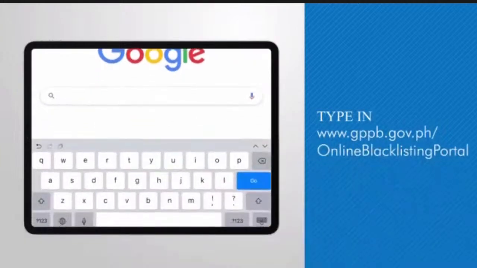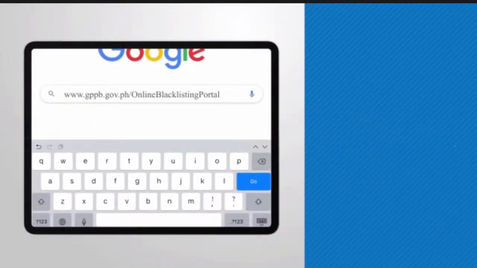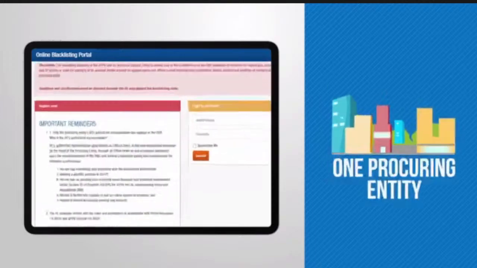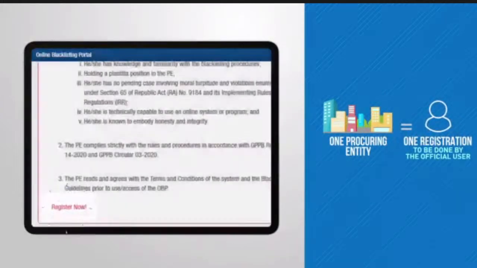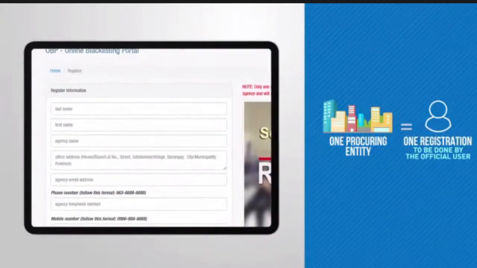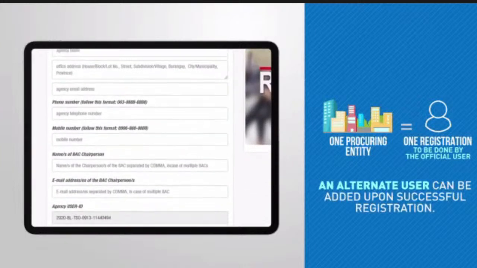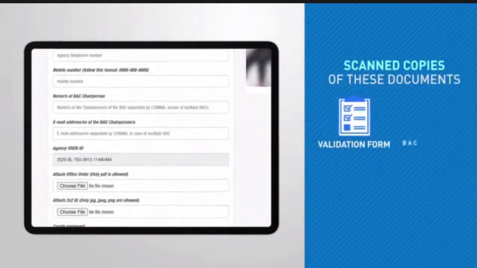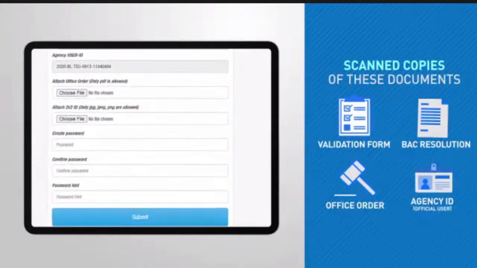To register, visit the link flashed on your screen. One registration per PE is allowed and only the official user can request for registration. After the successful registration, an alternate user can be added. Your registration will be validated upon receipt of the documents flashed on your screen.